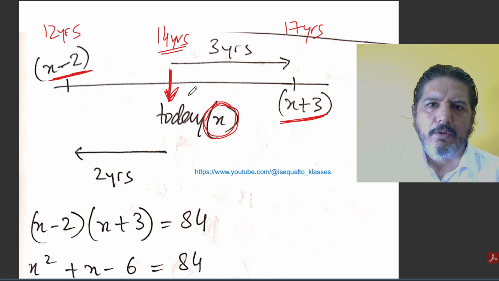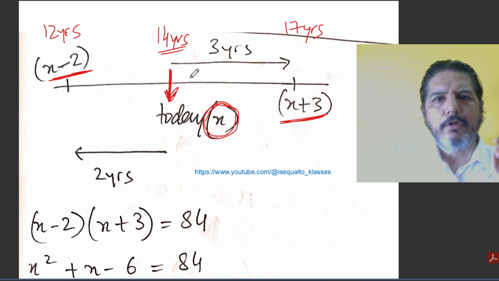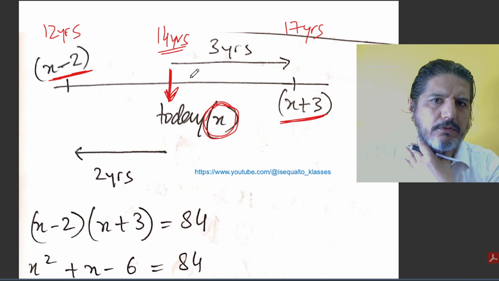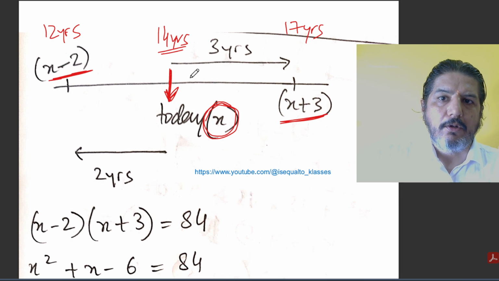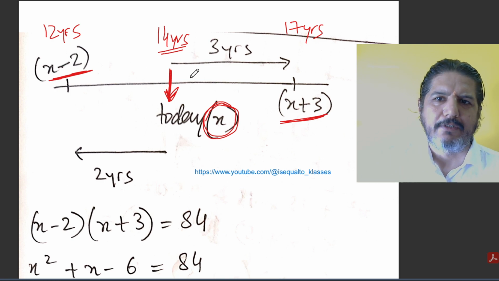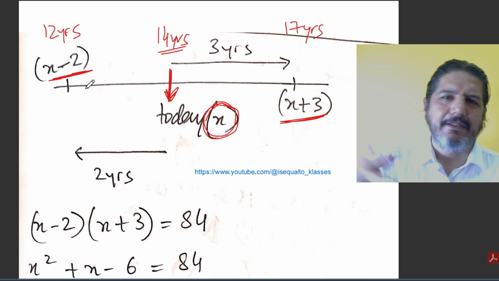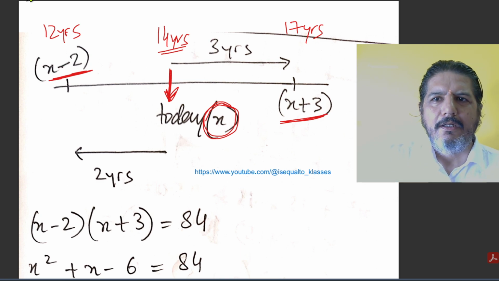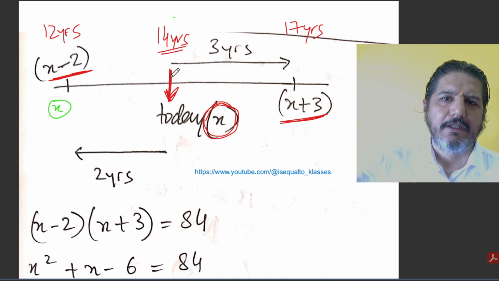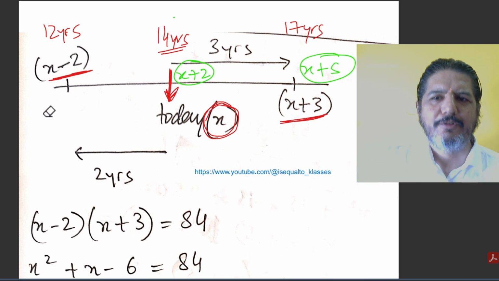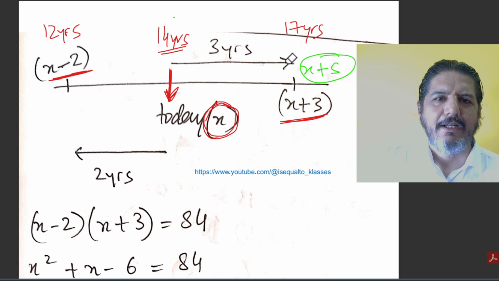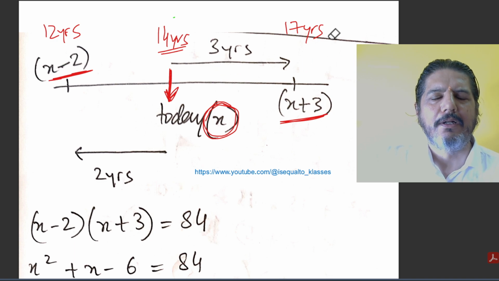What you need to remember is what you assumed to be X. In this case, please remember that today's age is X. You can also start by assuming that the age 2 years ago was X, but then it becomes a bit complicated. This is easier to see. If you assume this to be X, then this would be X plus 2, and this will be X plus 5. But students usually won't prefer it, so let's keep it as simple as possible.